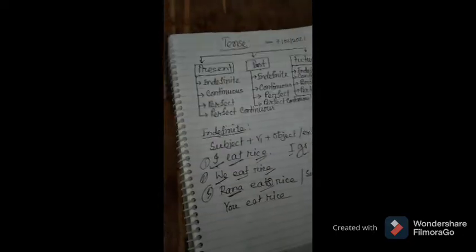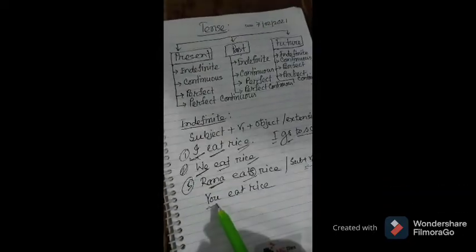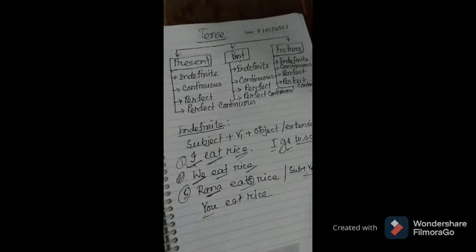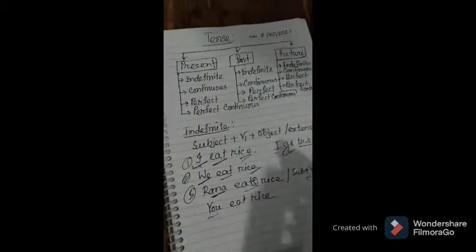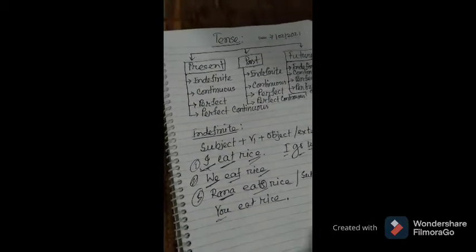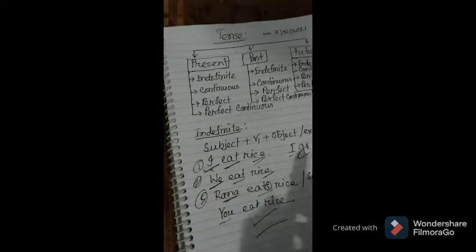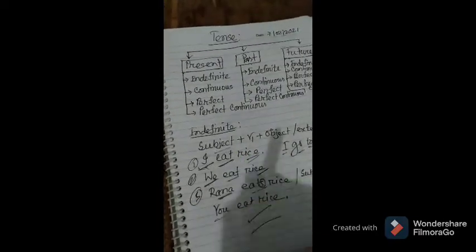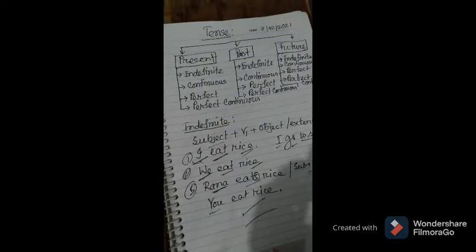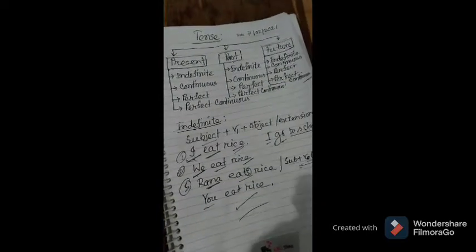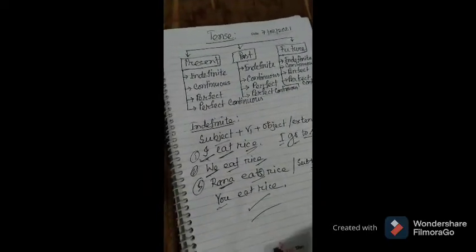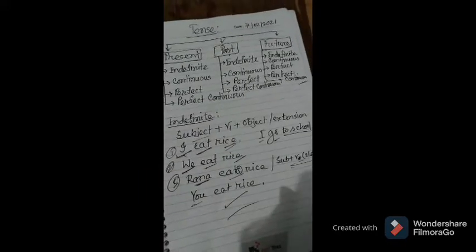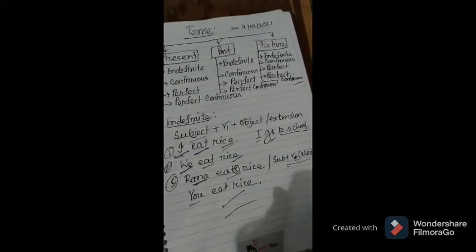Okay. A third example, it's an example of second person plural number. There is no change. We don't find any change in here. The subject is same. So we get the structure of present indefinite tense: subject and present form of the verb, and object or extension. Okay, by using the structure you can speak in English in your daily life.